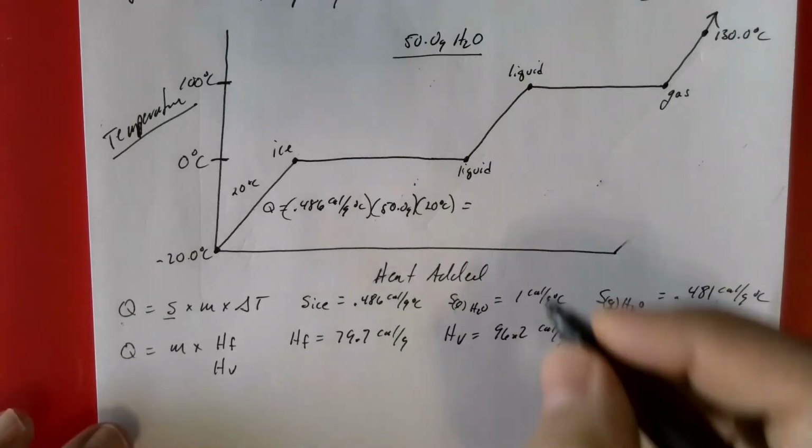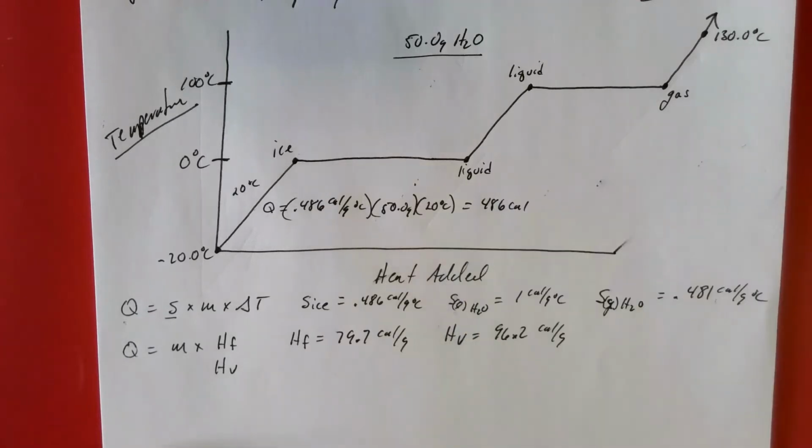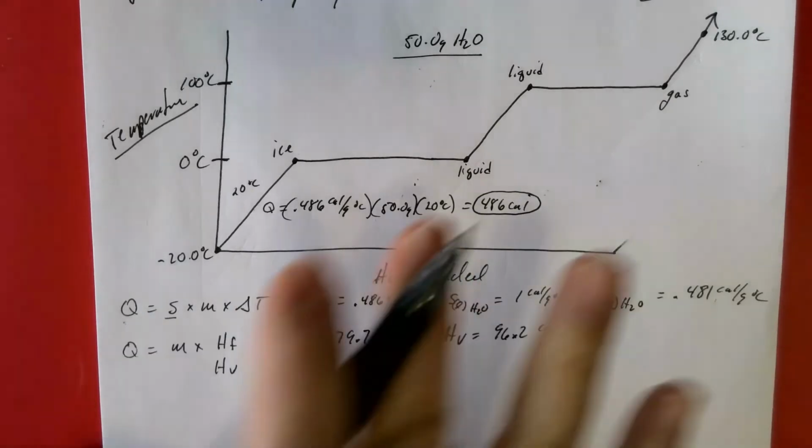486. That's what I got. Anybody else get 486 calories? We're good there? Alright, so I've got that. I just put a little circle around that because I'm going to use it in a minute.